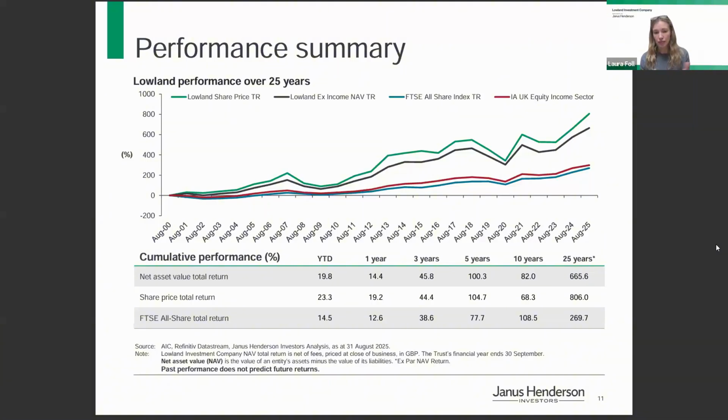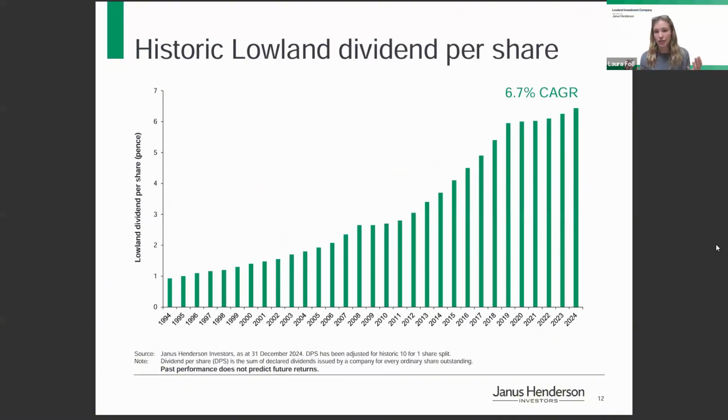If we then flick on, just talk about dividends briefly, we can go back to the early 90s. It's grown at 7% CAGR. You can see that it did clearly slow in that post-COVID period because we went through steep dividend cuts, particularly in smaller companies in that COVID period. And then at a trust level, we were effectively growing back into the dividend for a couple of years after that. We are now fully covering the dividend again.